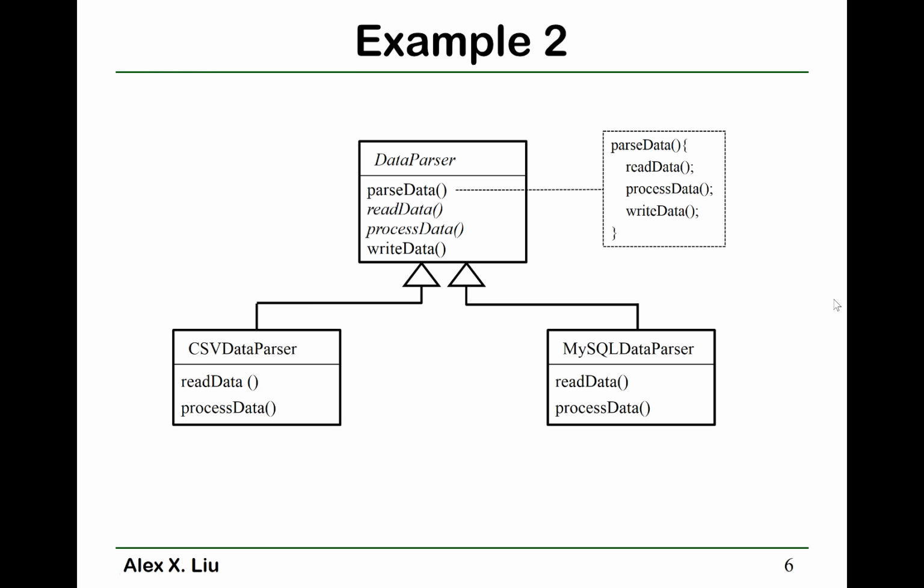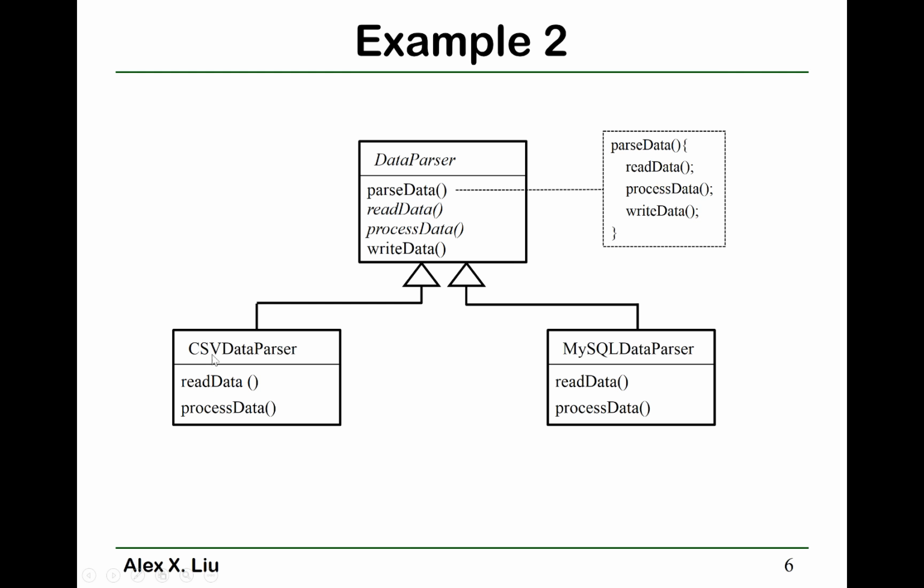All right, let's take a look at this second example. Here we are doing some data parsing work, and the input data have different types. The input data may be CSV files or maybe MySQL database files. For this data parser, we have this parse data function. This is the base class, and this is the parse data function. This is the template algorithm. In this template algorithm, we have 3 steps: read data, process data, and write data.